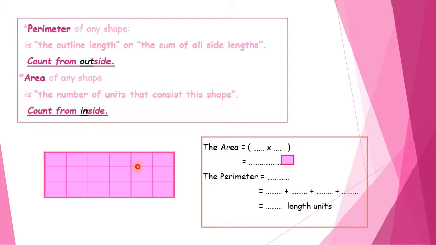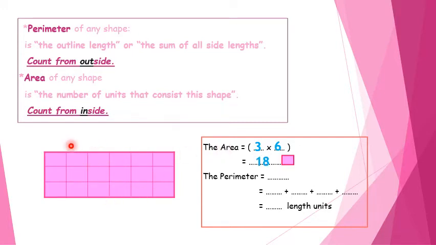So we have here an array and I want to find the area of it. I know that I can find the area by counting the units, or I can say that it's number of row by number of column. I have here 1, 2, 3 rows and 1, 2, 3, 4, 5, 6 columns. So it's 3 multiplied by 6 will be 18 square units.